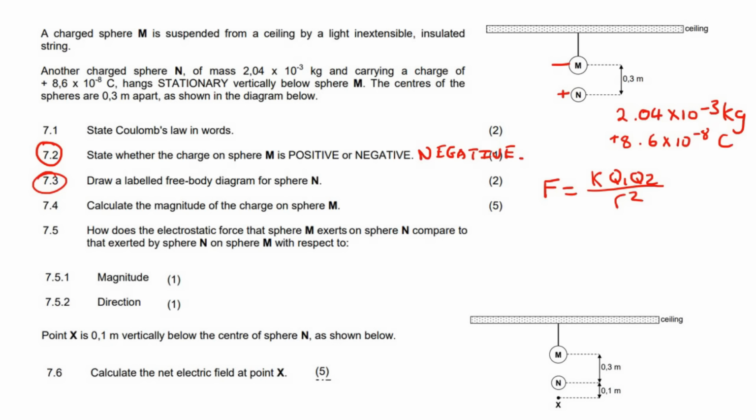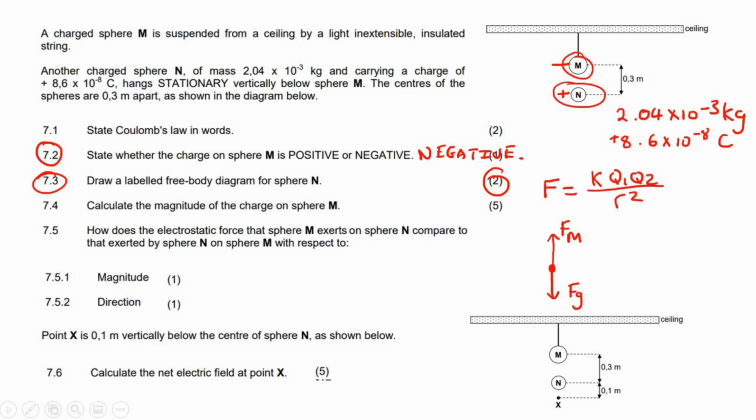This question says, draw a labeled free body diagram for N. Now, it's for 2 marks, and that usually means there's only 2 forces. So let's see. We've definitely got gravity. You can call that W, there's a whole bunch of different things you could call that. And then we're going to have a force upwards, which is the force due to M. So I'm just going to say it's the force due to M.